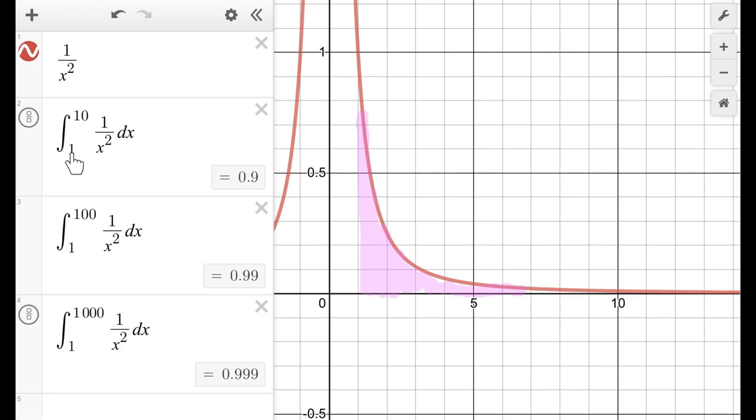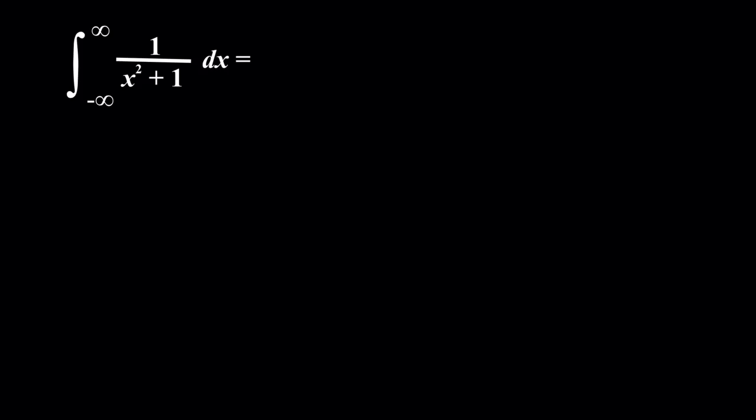And we did an integral over here from 1 to 10, came out to 0.9, increased the upper limit, came out to 0.99, increased the upper limit again, 0.999. So you can see that as we're increasing that upper value, we're getting closer and closer to a value of 1. All right, so what I want you to do is take a look at this problem. The only difference here is that we are going from negative infinity to positive infinity. So we are going to have to rewrite this as two limit problems.